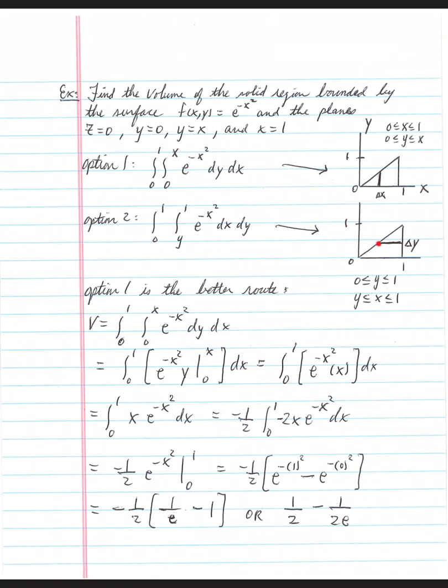Option 2 would be to take a horizontal strip, and then dy is on the outside, and the limit will be set from 0 to 1 in the y direction. The x direction, the right, is the line x equals 1. The left border will be set by x equals y. So remember, if you do a horizontally simple, it's right and left.